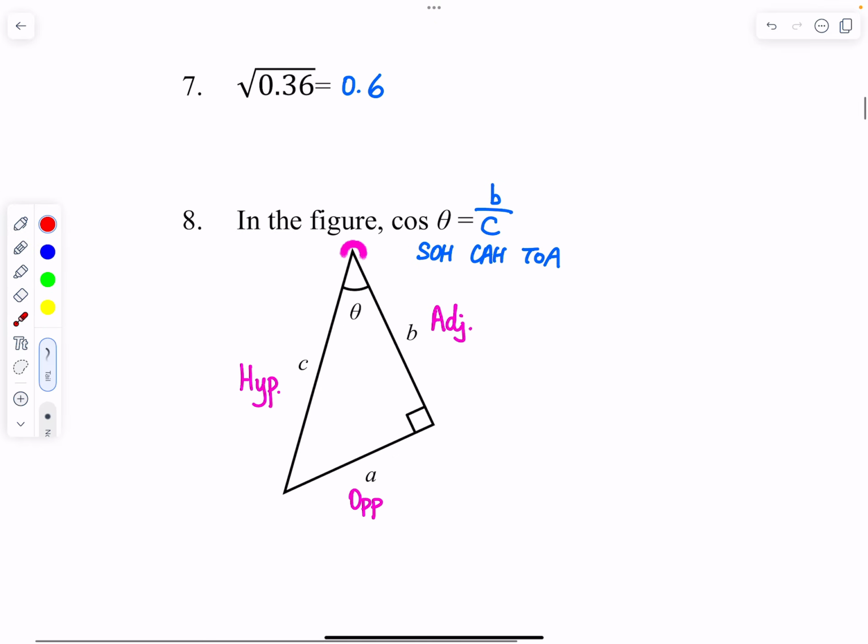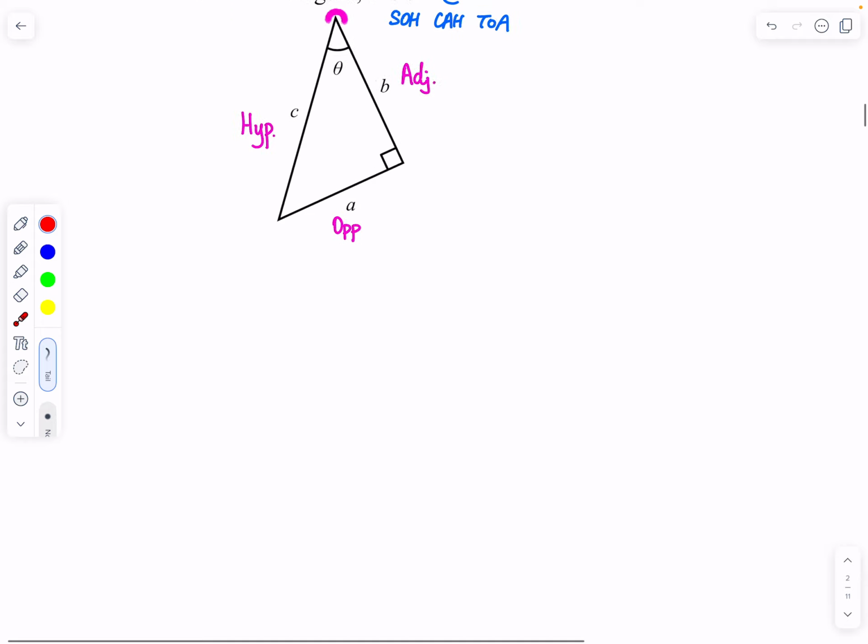No need to do further calculation or कुछ click करना है, because first of all numbers भी नहीं है, there's no numbers here. And you're not even finding theta, you're just finding cosine theta. It's the whole expression. Okay, got it? Cool. Next.